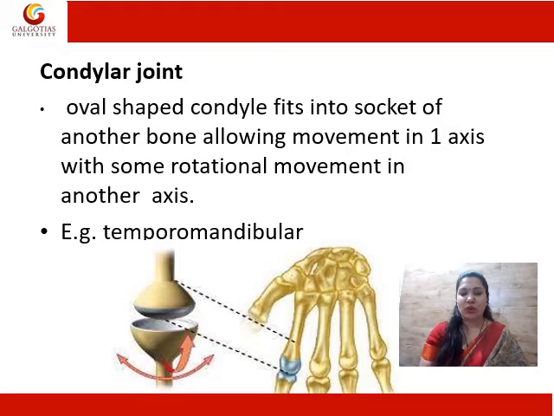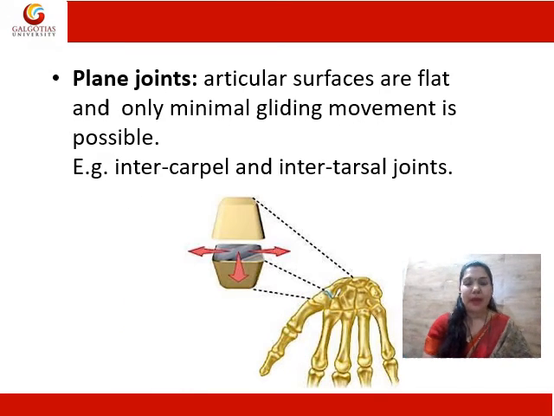Condylar joint: an oval shaped condyle fits into a socket of another bone, allowing movement in one axis with some rotational movement in another axis. The temporomandibular joint or the small joints in the IP joints are examples. Plane joints: the articular surfaces are flat and only minimal gliding movements are possible in this type of joint. Intercarpal or intertarsal joints, the joints of the wrist and the ankle, are examples.